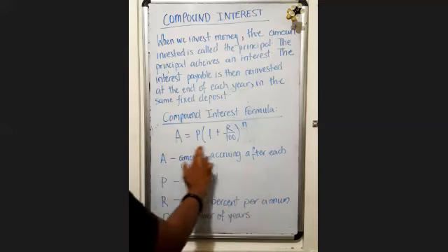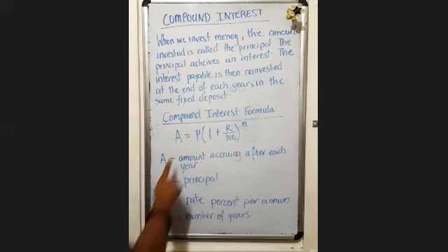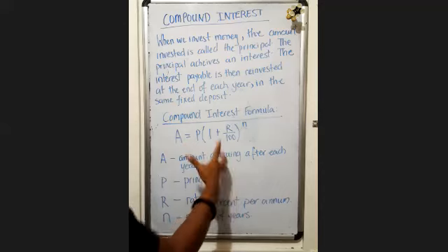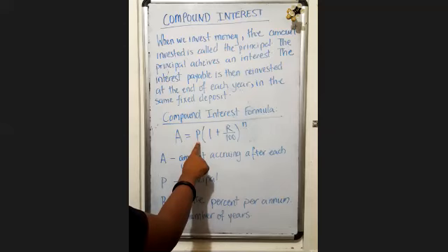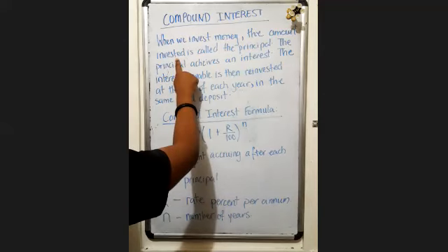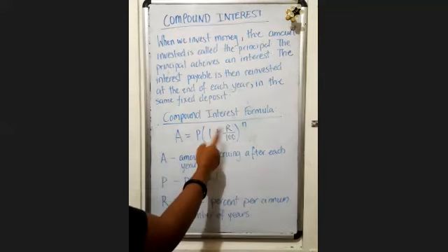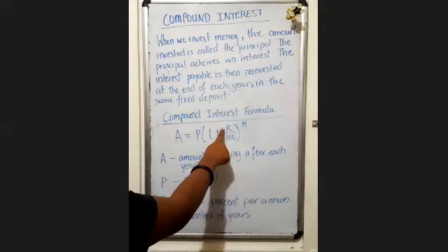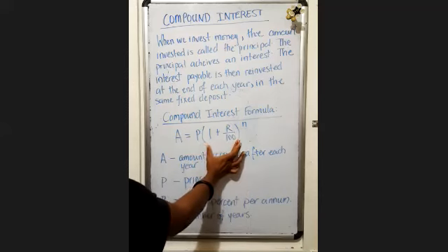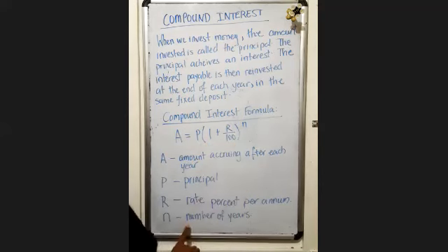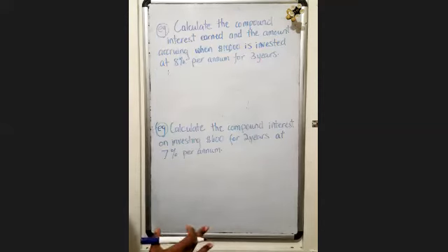So this is our formula to work out compound interest. A is your amount accruing, meaning the amount accumulating after each year. P is your principal, which is your initial investment. 1 is just part of the formula, plus R, your rate, over 100, all raised to the power of n, where n is your number of years. So let's go through two examples on compound interest.